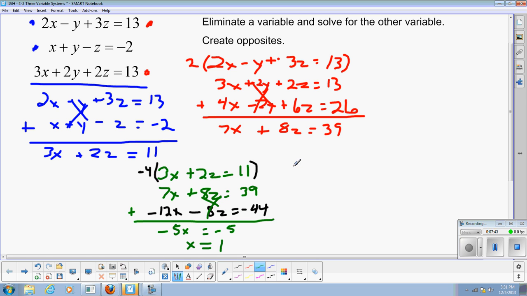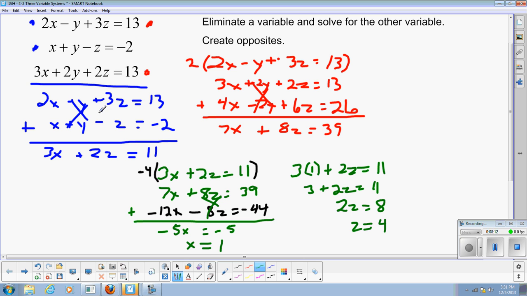So I've got 3 times 1 plus 2z equals 11. And now I solve. So I have 3... I now have two solutions. X is 1, Z is 4.